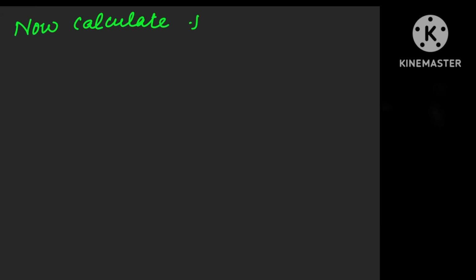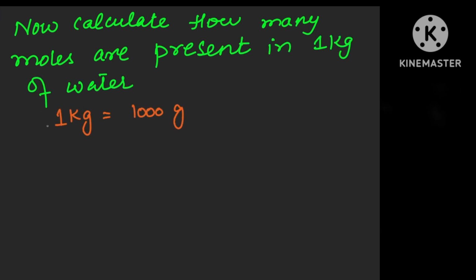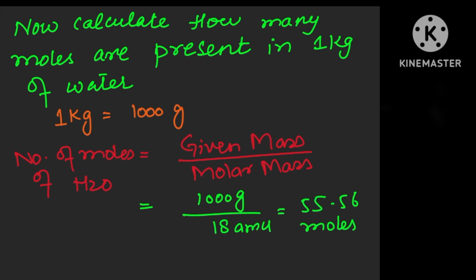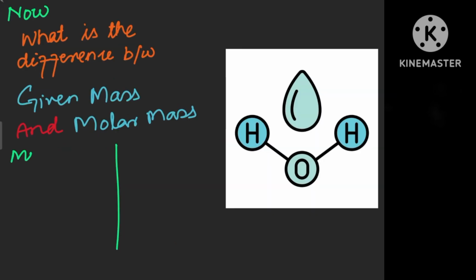Do you know how many moles are present in 1 kg of water? Let's solve this. 1 kg is equal to 1000 gram. Number of moles is equal to 1000 gram divided by 18 atomic mass unit, which gives us 55.56 moles. So 1 kg of water has 55.56 moles of water.